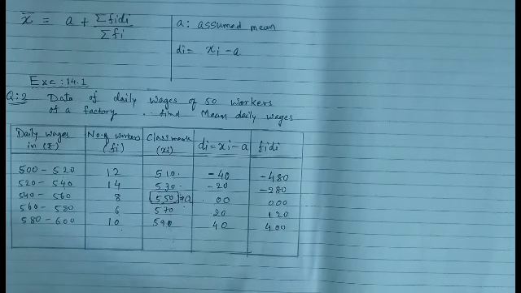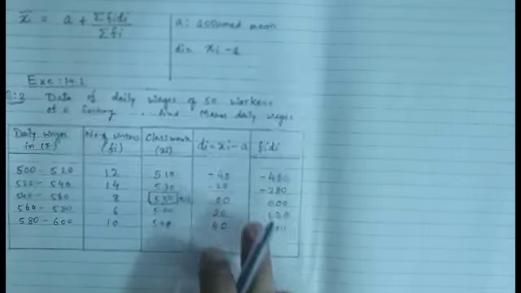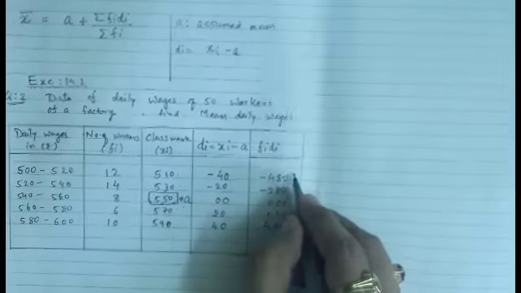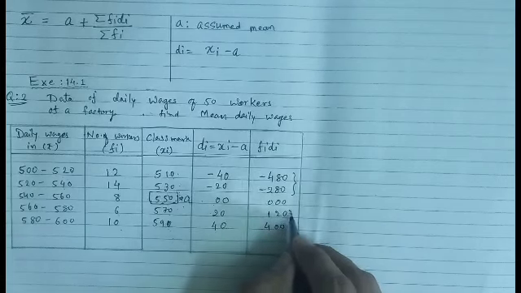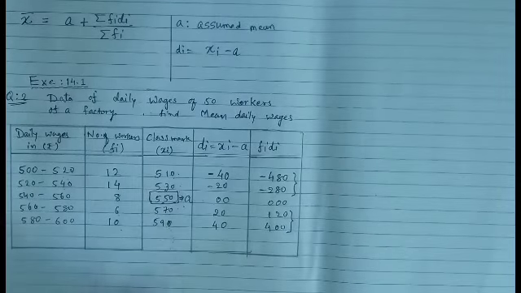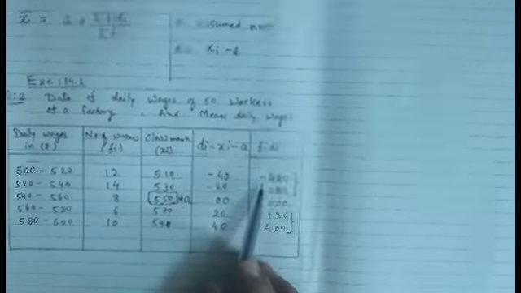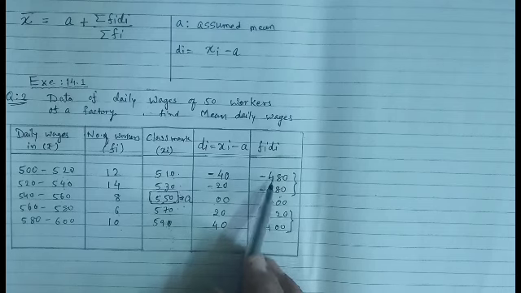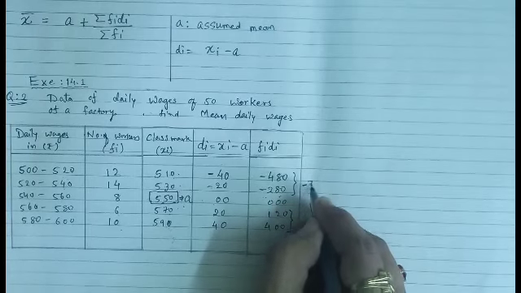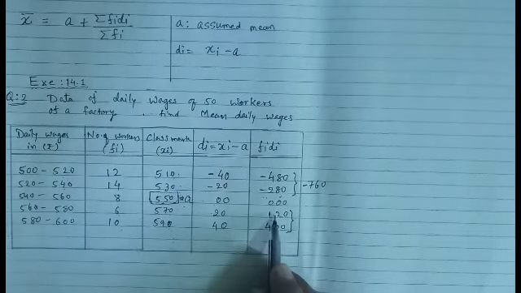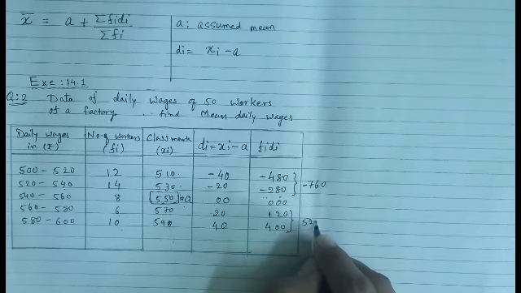Now we need to find sigma fi di, that is the addition of all these fi di terms. To get that, first of all, we will get the addition of negative terms and addition of positive terms separately. There are two negative terms, minus 480 and minus 280. As both are negative, if you add them, you will get minus 760. This is the addition of negative terms. Then the addition of these positive terms, 400 plus 120, will be 520.